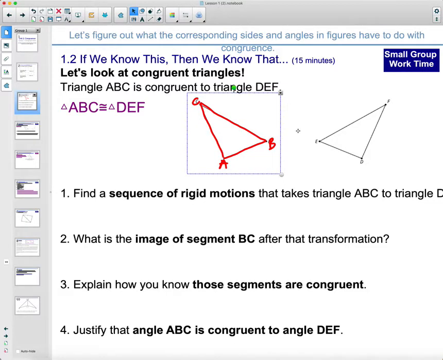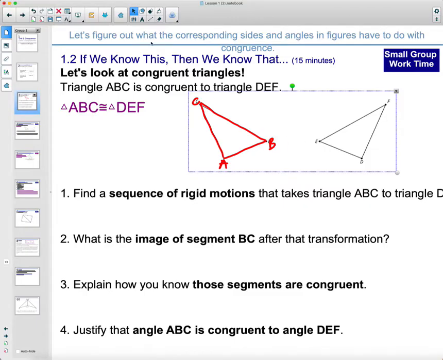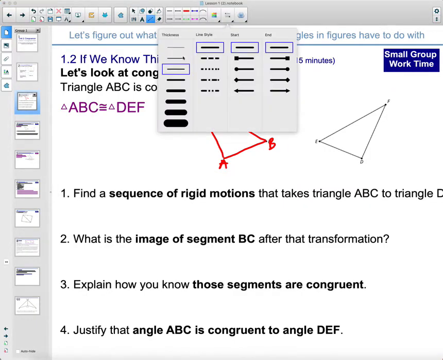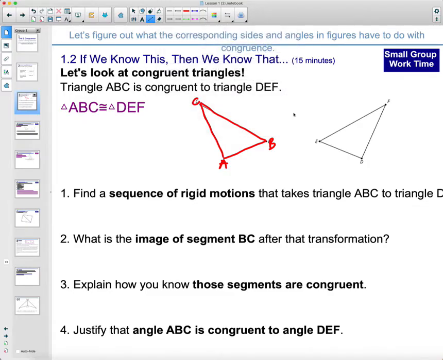So maybe you said it could be a reflection over the perpendicular bisector of BE. So if we were to get the perpendicular bisector in there, we've got a right angle here and know that this piece is congruent to this piece. So if you constructed the perpendicular bisector, that would flip it over. If you weren't going to do the construction of the perpendicular bisector, you can translate.